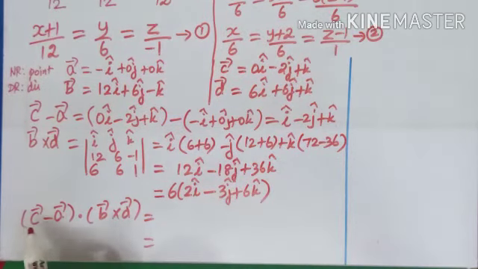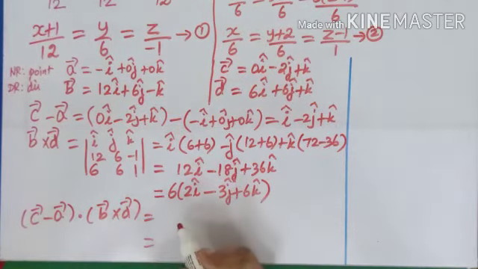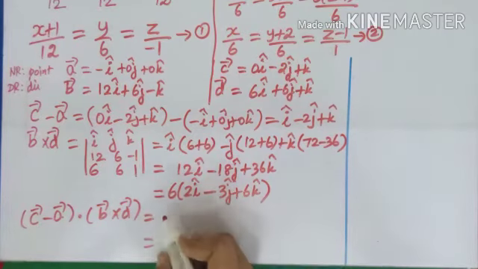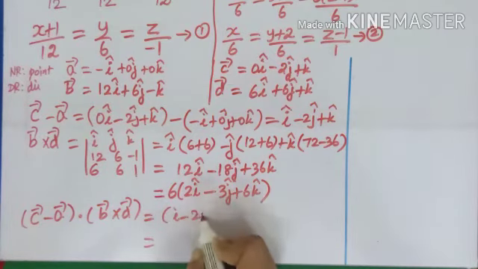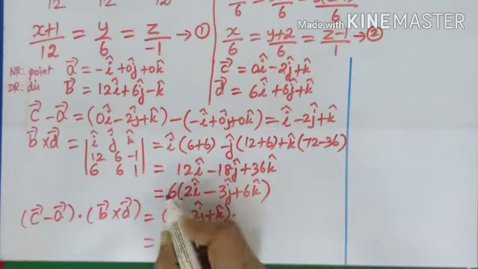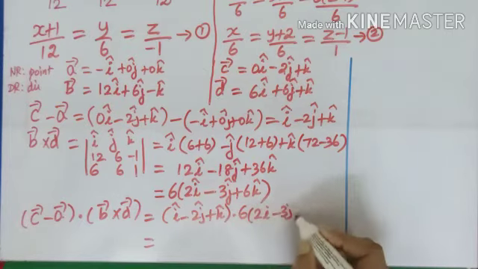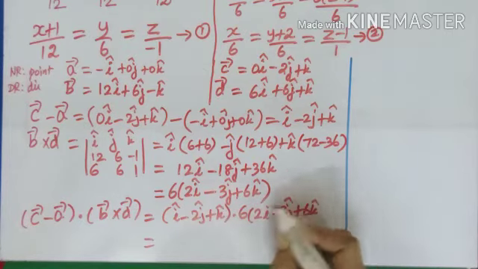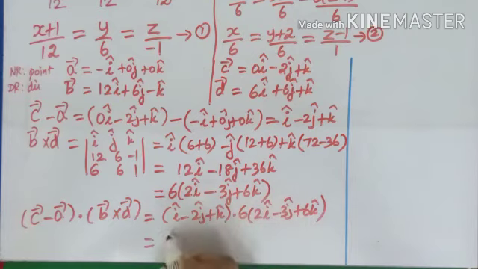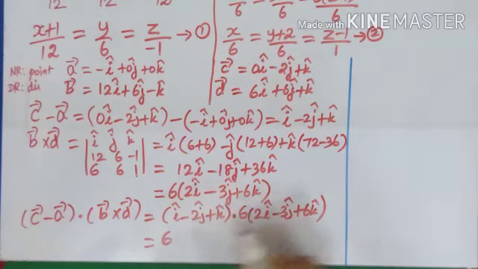Now we need to find (C minus A) dot (B cross D). What is C minus A? (i minus 2j plus k) dot (B cross D), which is 6 into (2i minus 3j plus 6k). Whenever there is a number, retain it as it is. The dot product is between the vectors. How do we perform the dot?